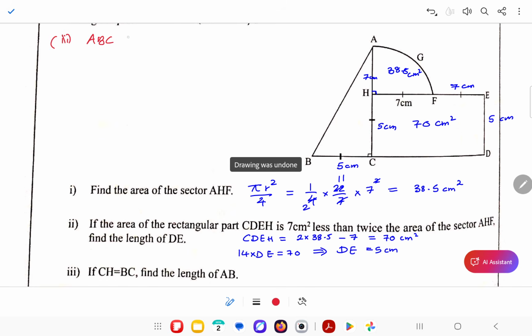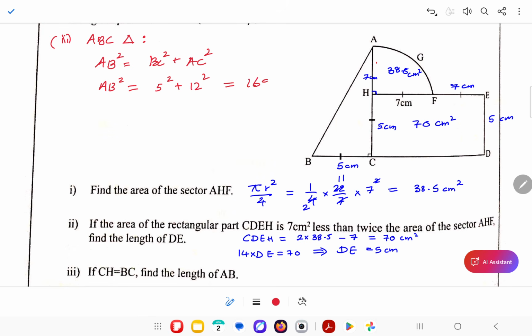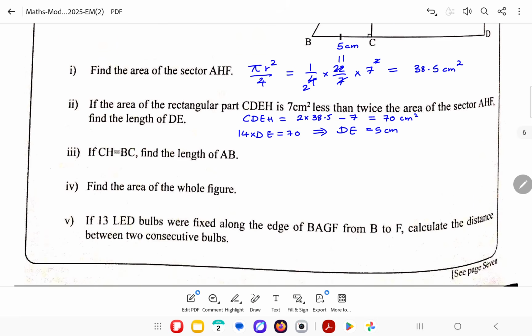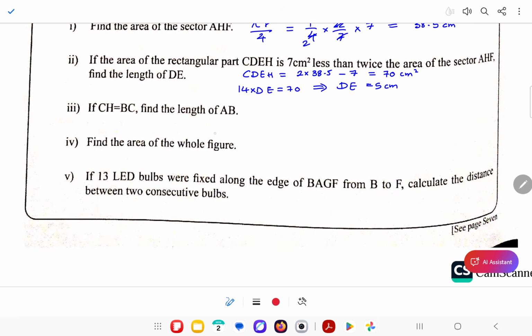ABC triangle is a right angle triangle. So apply Pythagoras theorem. AB squared is equal to BC squared plus AC squared. AB squared is 5 squared plus AC is what? 7 plus 5. AC is 12. So 12 squared. So this is 169. So AB is 13 centimeters. That is part 3 answer. So part 3 answer is 13 centimeters.